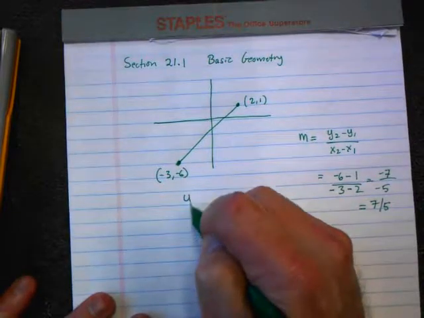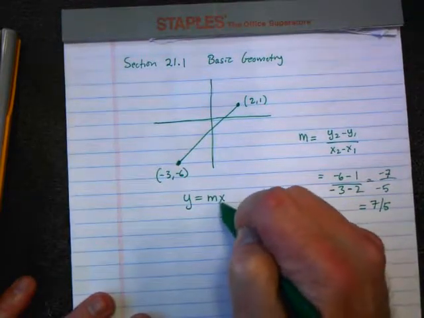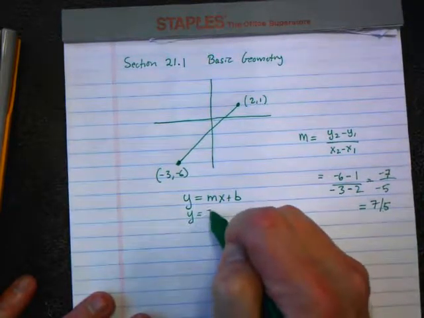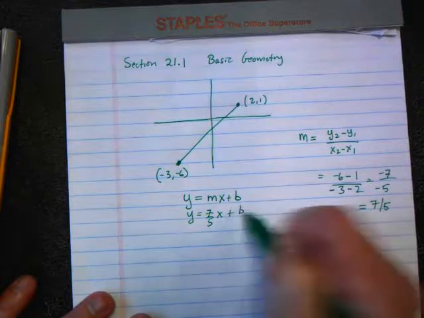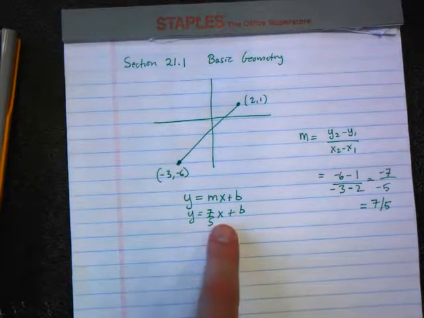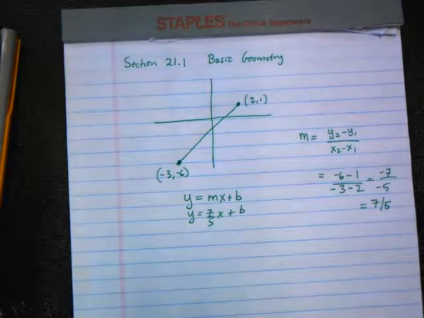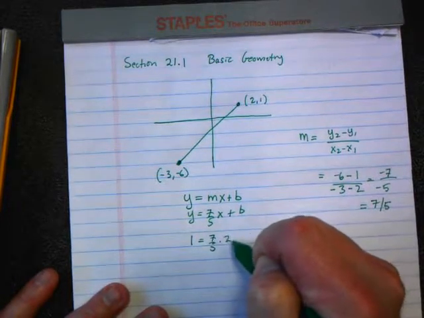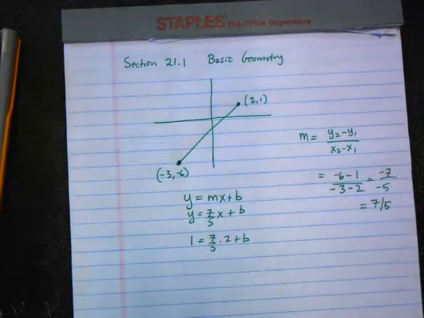Typically, we would use this nice equation: y equals mx plus b. We know the m number. And then how would we find b? B would be when x is 0, but if I plug x equals 0 in, I get y equals b. That doesn't help. So plug in one of the other points. 2, 1. I'm going to plug 1 in for y, 2 in for x, and then I can get the b all by itself.